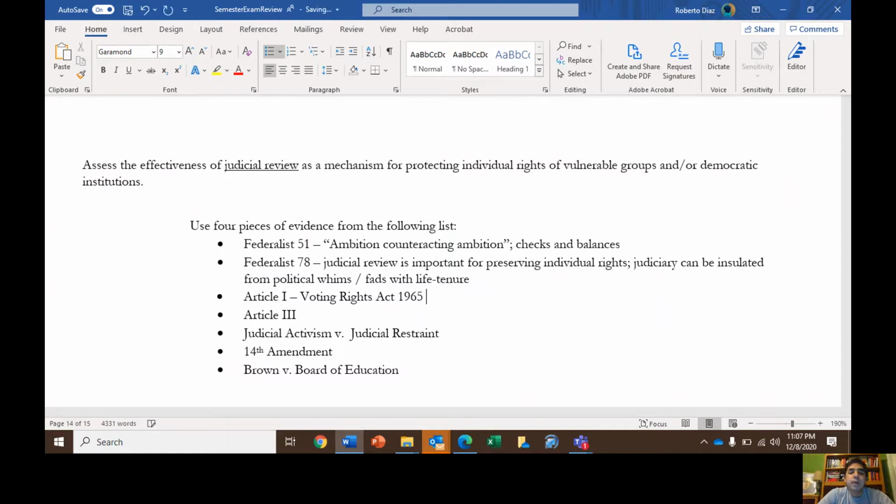But you can see how I can potentially use this if I'm going a different route in saying that judicial review is not an effective mechanism for protecting individual rights. Rather, it's Congress or the executive branch.